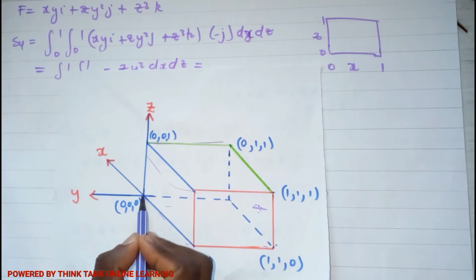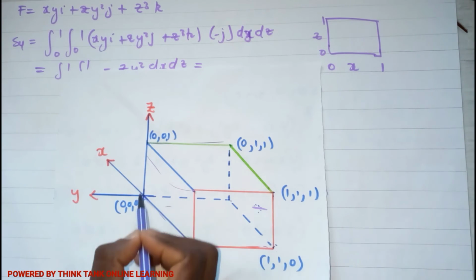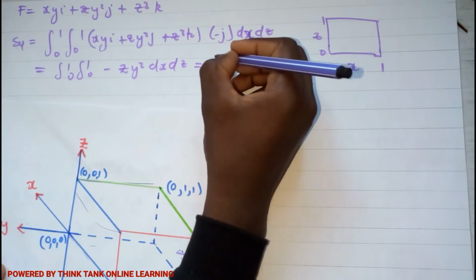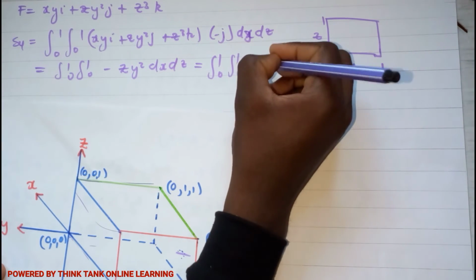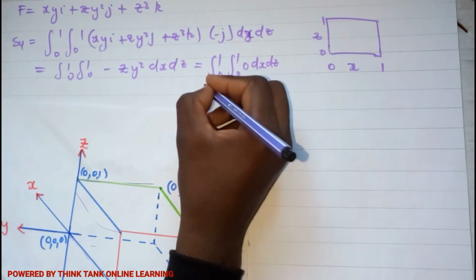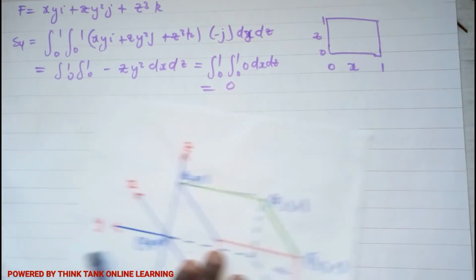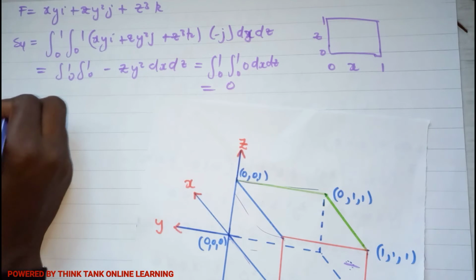So at this plane the origin is here. Okay, this surface, y is 0, so we're going to have the double integral from 0 to 1, 0 to 1 of 0 dx dz, and we said we're going to get 0. Okay, now for surface number 5.